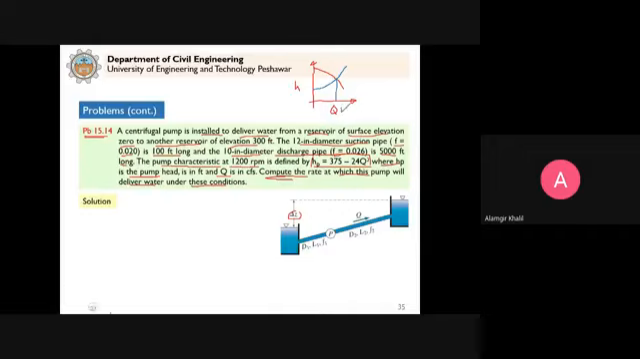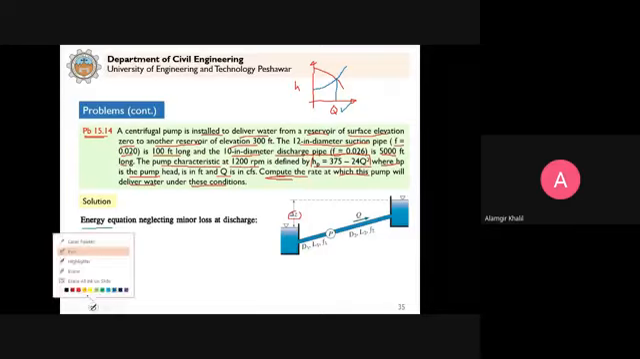Clear? So for that, what we do is that for the system, we develop the system characteristic curve. For that, we will apply the energy equation between one point here. You select one point here, and then you select another point here, and you apply the energy equation considering the losses. We will neglect the minor losses, only consider the major losses.